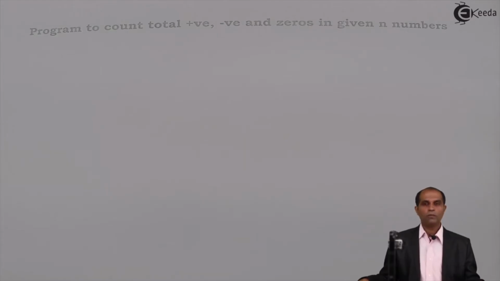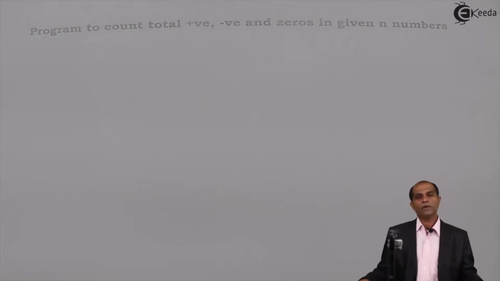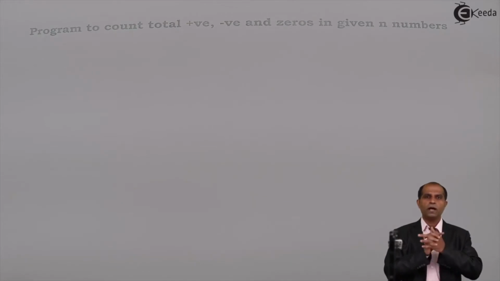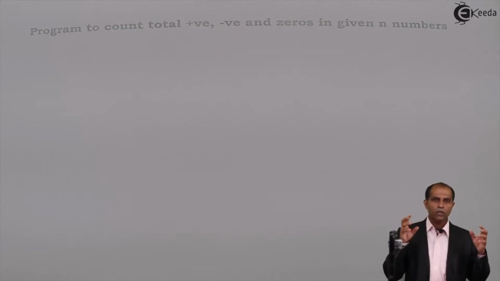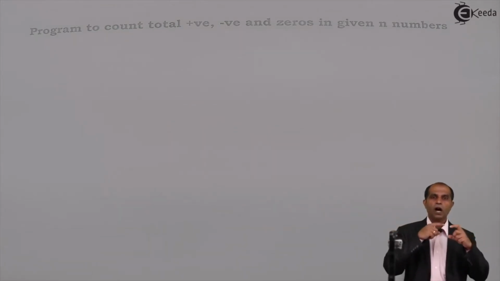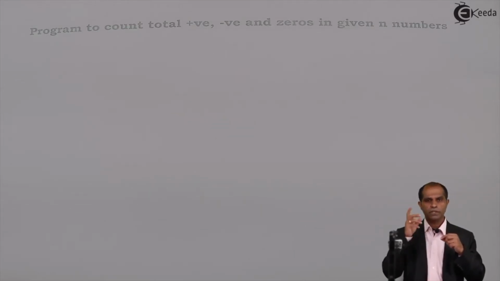Program to count total positive numbers, negative numbers and zeros in a given set of n numbers. Now, in the previous code, what we did was we added the values of given n numbers. Rather than doing an operation called adding, why don't we now make a count? I'll have a set of n numbers, and in those n numbers, I should identify how many numbers are positive, how many numbers are negative, how many numbers are zero.